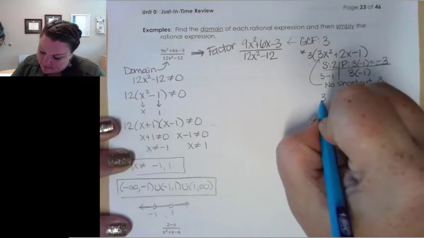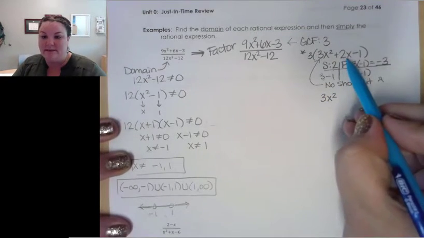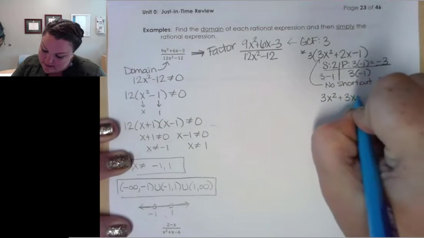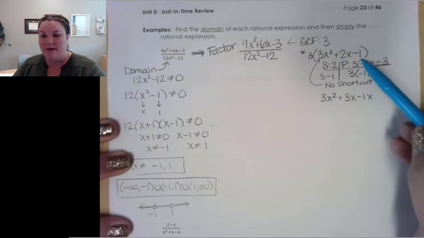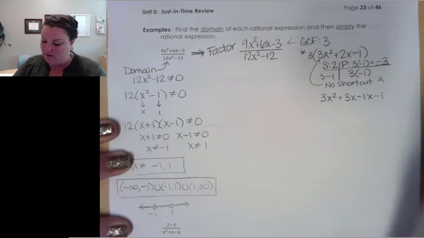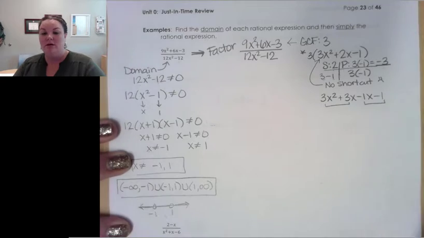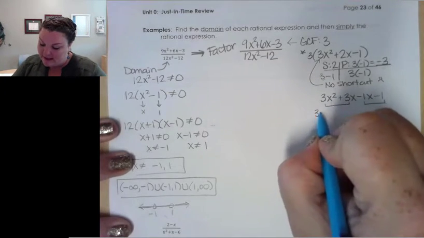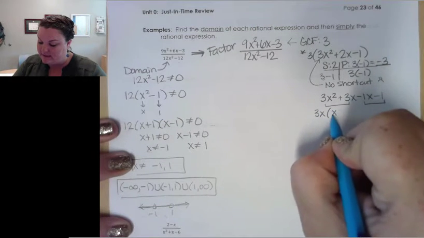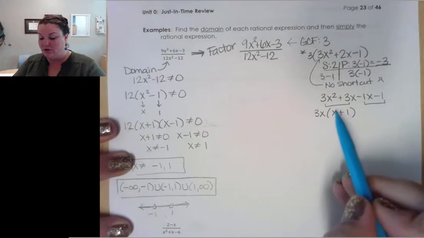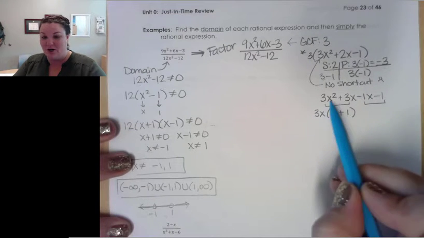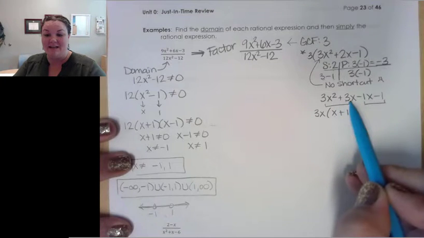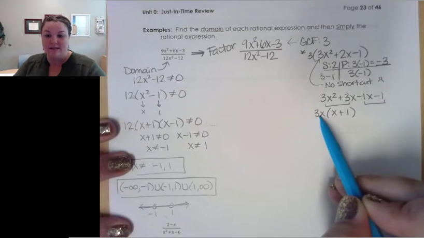So I have 3x squared. I'm replacing my 2x with these two numbers. So that's going to give me a +3x and a -1x. And then I have my constant term, which is a -1. Okay, and I should be able to factor this with grouping. So out of the first two, I can pull out a 3x, which leaves me with an x plus 1. Make sure you are left with 2 terms because you started with 2 terms. When we take 3x out of 3x, we're dividing it, and 3x divided by 3x is 1.